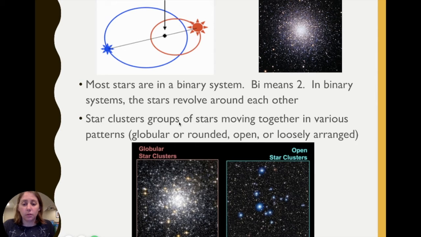Star clusters are groups of stars moving together in various patterns. We can have a globular or rounded cluster, which is an example here on the left. The one up here is also an example of a globular cluster. Or we can have open, also known as loose arrangement. And the one here on the right is an open cluster.